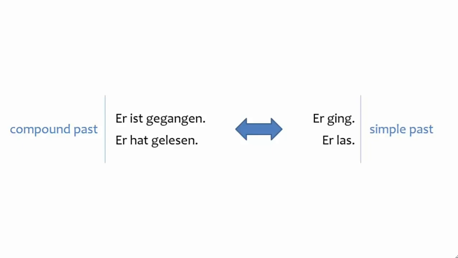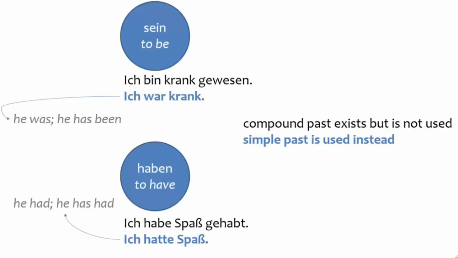So, why is the simple past necessary? It's because the simple past is used in a couple of special situations. One of those special situations is with a handful of very common verbs. The verbs sein and haben are good examples of two very common verbs that are usually formed in the simple past rather than the compound past. There is a compound past tense for each of these verbs, but it's rarely used. Use simple past for sein and haben instead. For the full conjugations of these verbs in the simple past, do a quick online search.